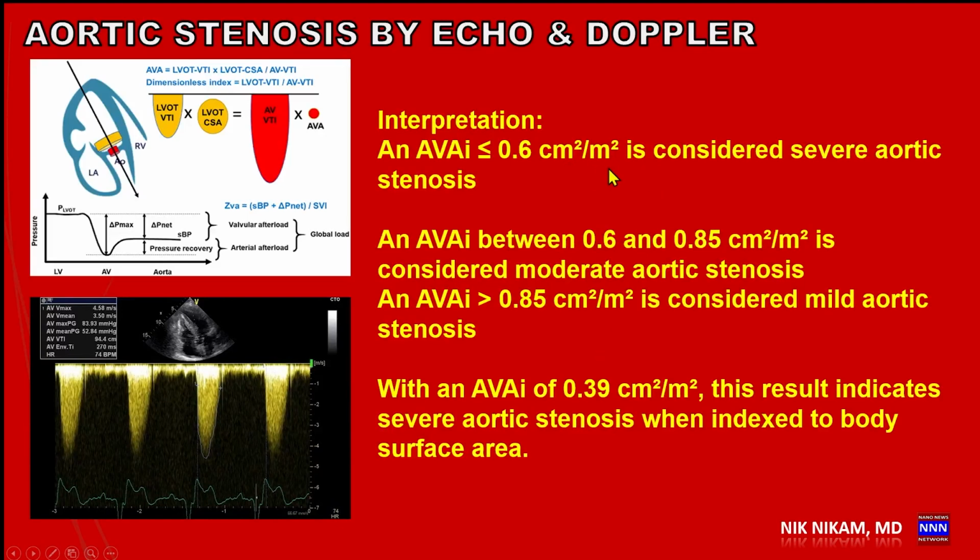Less than 0.6 centimeters is considered severe aortic stenosis. Between 0.6 and 0.85 centimeter per meter square. Please pay attention to these numbers here, because we are not looking at just the raw number. We are looking at the indexed centimeter per meter square. So when the aortic valve area index is 0.39, this indicates severe aortic stenosis.